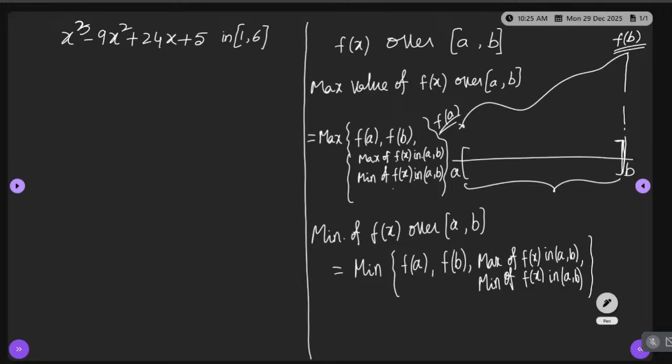21, 25, 41, 46. 21 is one option, 25 is another, 41 is another, 46 is the fourth option.